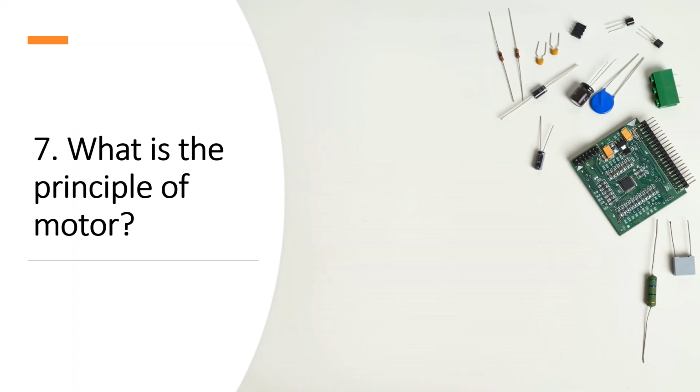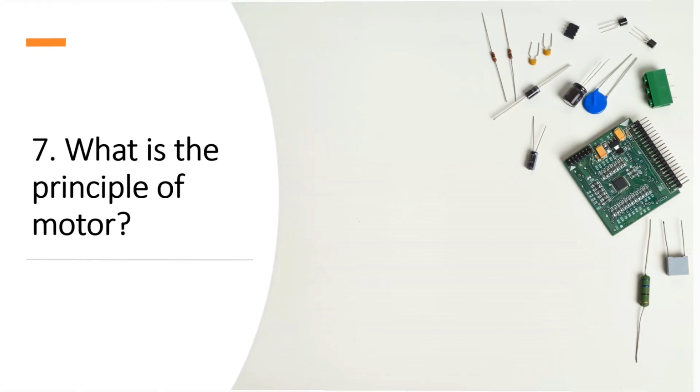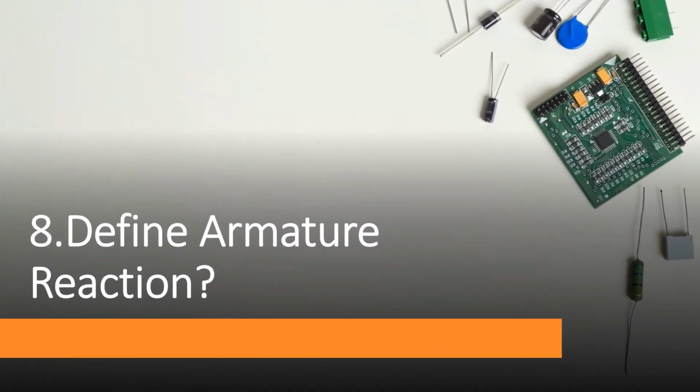What is the principle of a motor? The principle of a motor is that whenever a current carrying conductor is placed in a magnetic field, it produces a turning or twisting moment known as torque. Define armature reaction. The effect of armature flux on the main flux is called armature reaction. The armature flux may support the main flux or oppose the main flux.